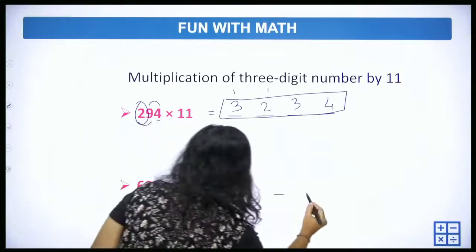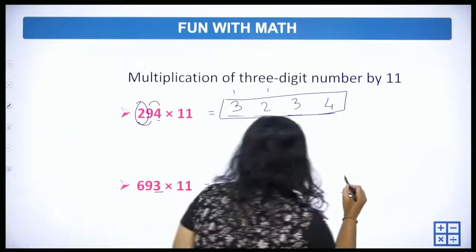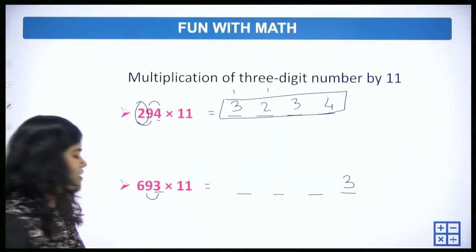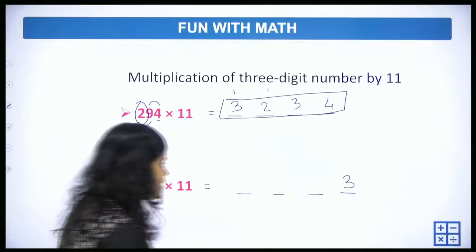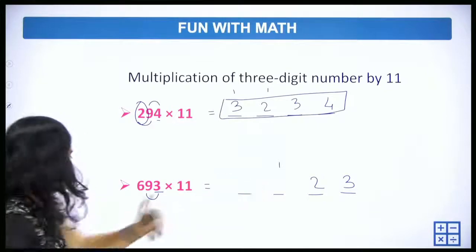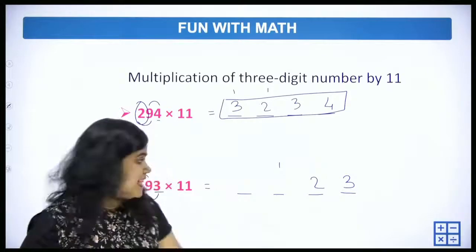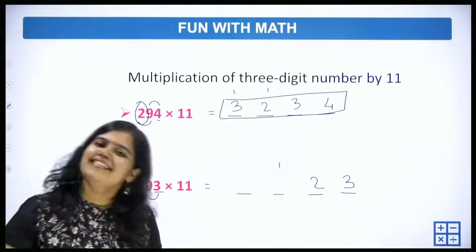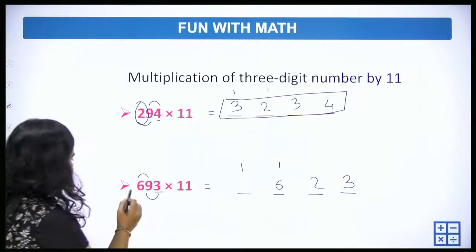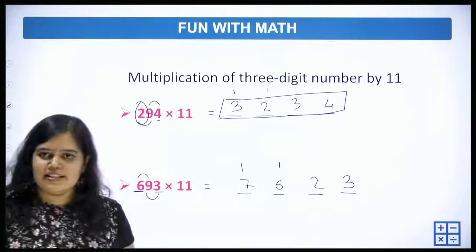Now let's do 693 into 11. Again we get 4 digits. First digit is going to be the ones place. So it is 3. Now, what is the tens place? Good, you might have guessed already. It is 9 plus 3, 12. So 2 here and 1 carried. Then, what is the hundreds place? 6 plus 9. 6 plus 9 is 15 and I already have 1. So this is going to be 16. So 6 here and 1 carried. Now, the thousands place is 6 plus 1, 7. So 7, 6, 2, 3.